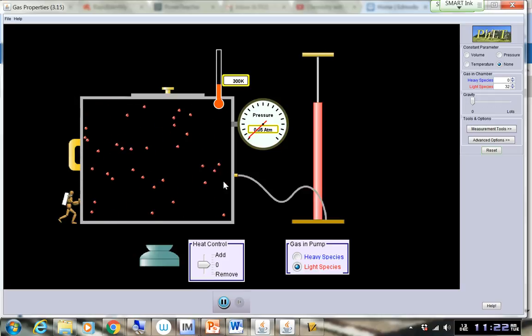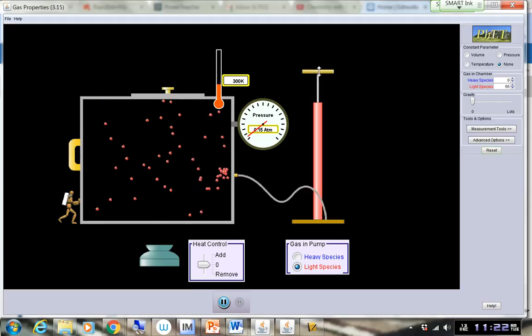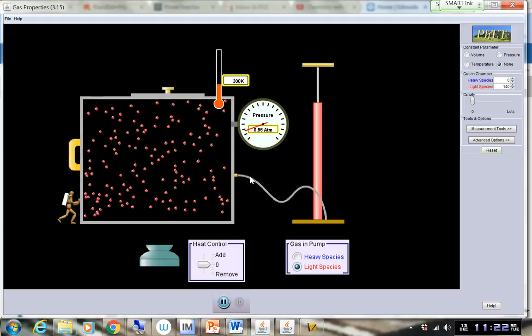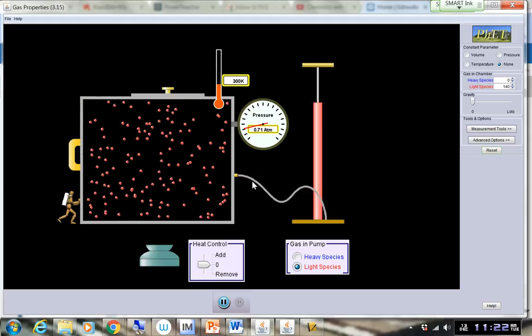So what I'm going to do is place a couple of gases inside this container. I want you to notice that as these red particles are colliding with the walls of the container, the pressure gauge is registering that the pressure is around 0.14 atmospheres. I'm going to pump some more. The more particles we have in here, the greater the pressure because there's more collisions.